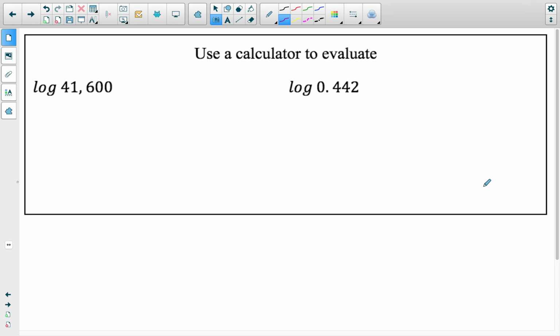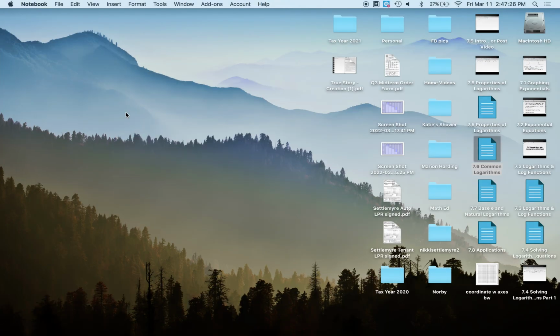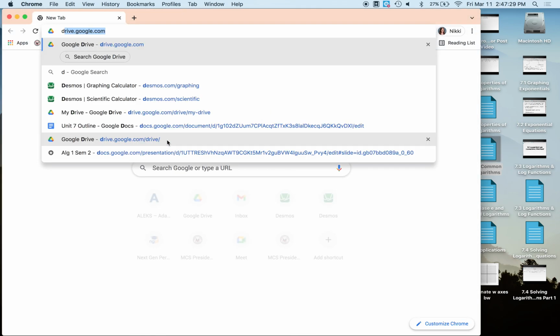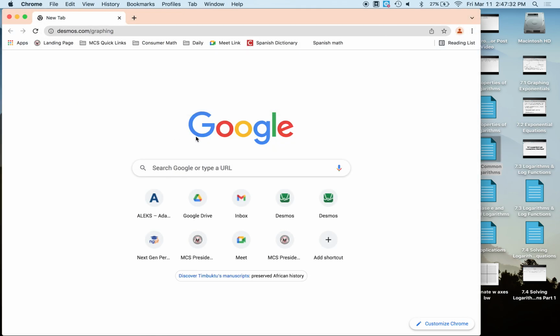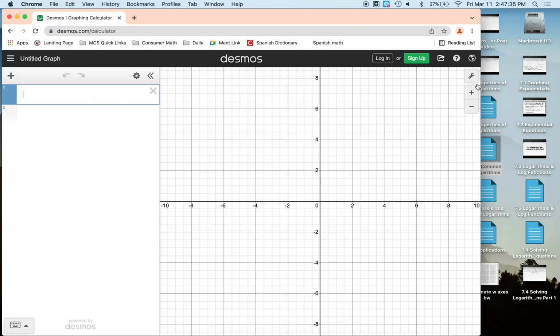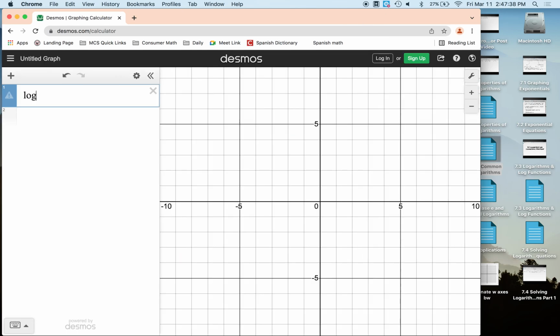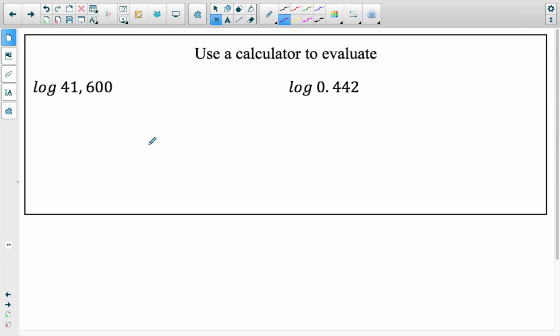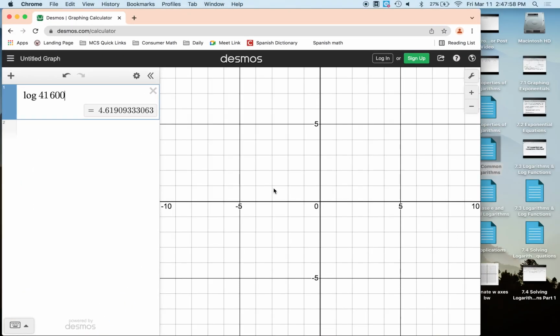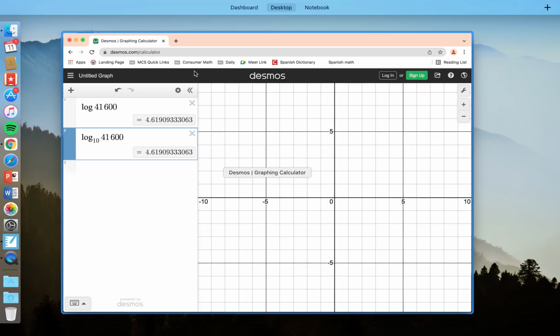All right, so if we're just using a calculator to evaluate these, let's see what we can come up with. Just trying to figure out what is the log of 41,600. We get this decimal, right? So usually we'll want to round to 3 decimal places, 4.619. And then this one, if we do the same thing, we should get negative 0.355. That's it. And notice how if you type just log or if you type log base 10, you're going to get the same thing, okay?